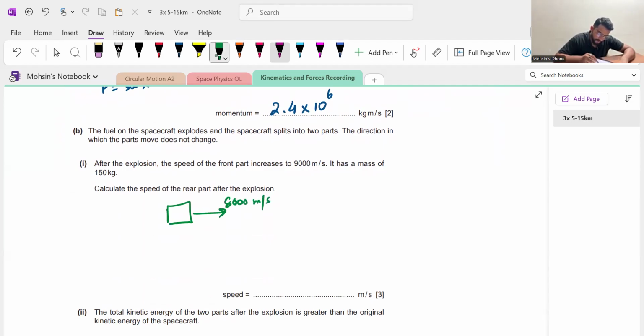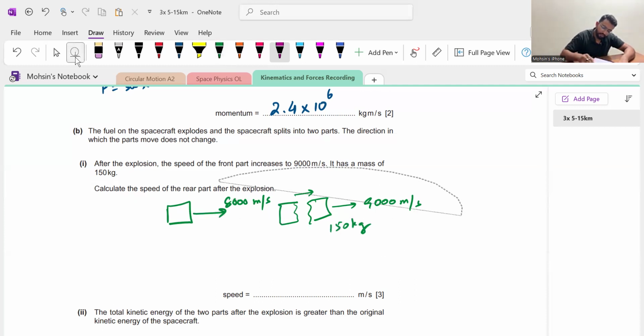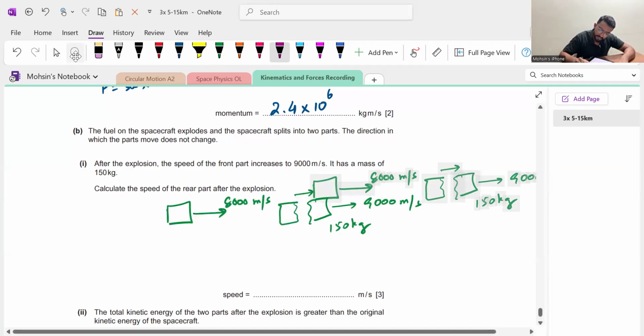Now it explodes. The fuel on the spacecraft explodes and the spacecraft splits into two parts. Let's say this is one part and this is another part. And they both are still moving in the same direction. The speed of the front part increases to 9,000 meter per second. It has a mass of 150 kilogram. Calculate the speed of the rear part after the explosion. Just for the explanation, I'm moving it to the right side.